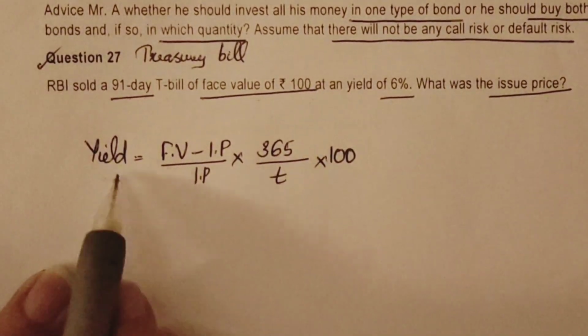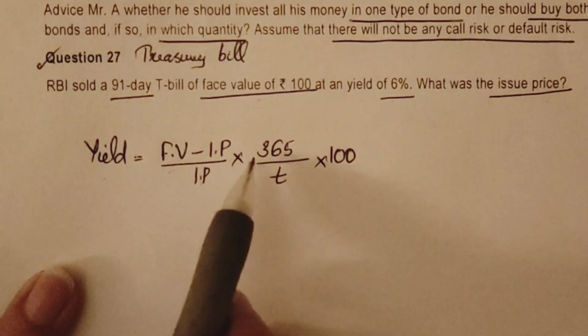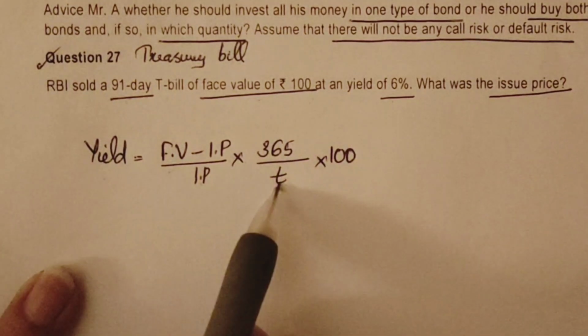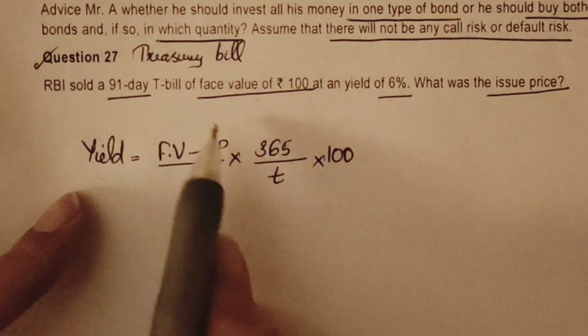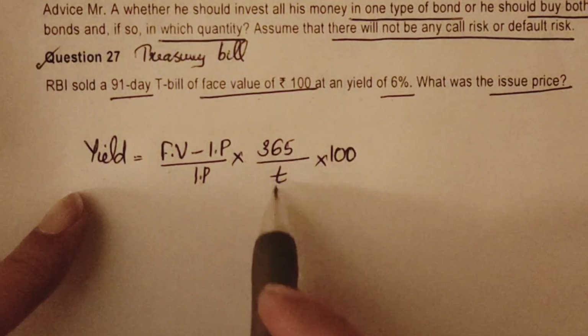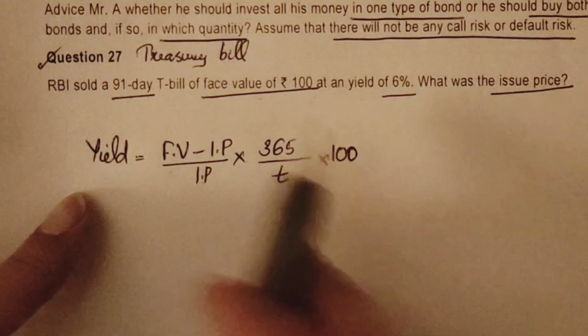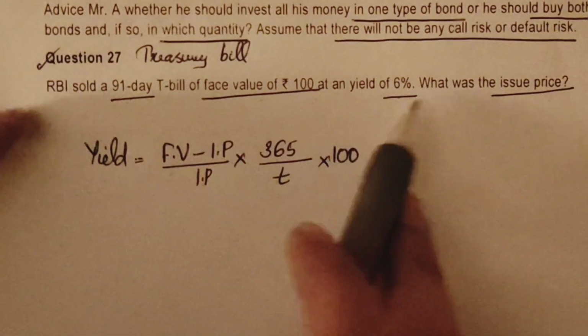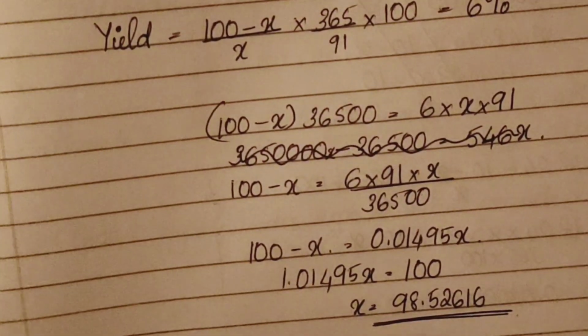So yield is equal to face value minus issue price divided by issue price into 365 divided by T into 100. So face value is 100, issue price we need to compute, into 365 divided by tenure is 91 days, into 100, yield is 6%. So formula figures substitute ചെയ്യുമ്പോൾ you will get the issue price as 98.52.